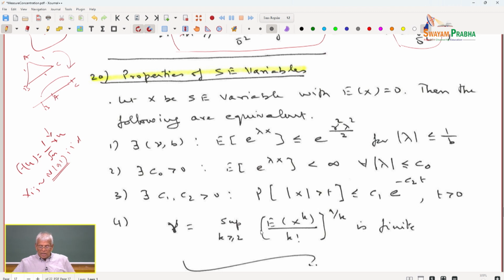And the other one is the supremum, which is the maximum over k greater than or equal to 2 of the kth root of the ratio of the kth moment of X divided by factorial k, is finite. So this is a kind of result that relates to the rate of growth of moments of a sub-exponential random variable. You can see Bernstein's condition relates to bounding the kth moment for every k. So there are lots of beautiful probabilistic results that are involved in here.